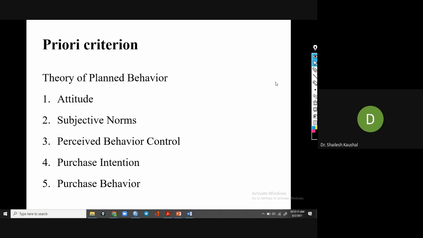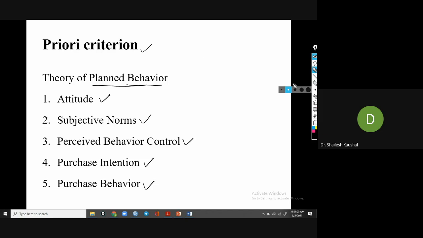Now the second criteria for how many factors I should take in our study is the a priori criteria. A priori criteria means previously some researchers took factors to explain a concept, like the theory of planned behavior. They took 5 factors to explain this: attitude, subjective norm, perceived behavior control, purchase intention, and purchase behavior. So if someone explained this planned behavior through 5 factors, we should take the 5 factors also.